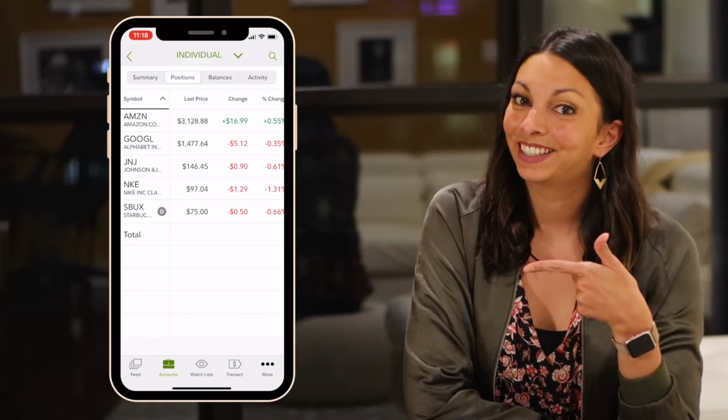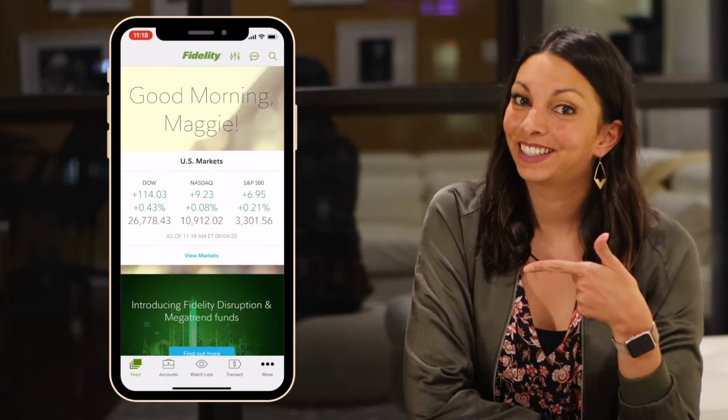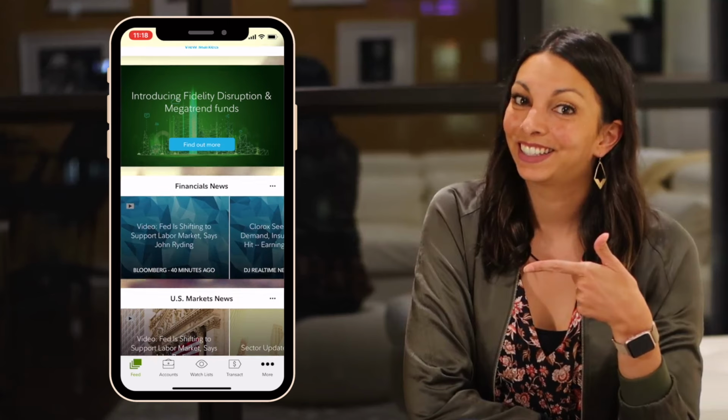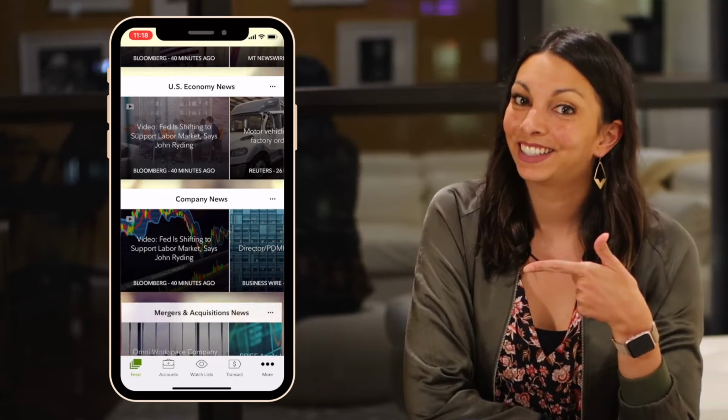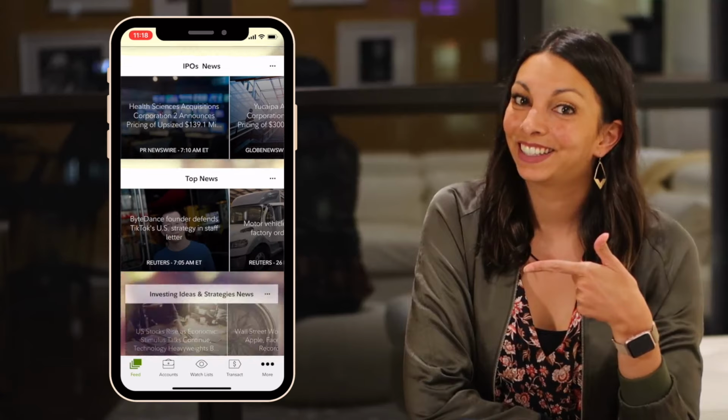If you scroll over, you get some different information as the day goes. You'll see your total loss or gain for the day. Already things are down, but that's okay. That's kind of how it happens. Here we're just looking on the home screen. You can see different news articles if that's something you're interested in.